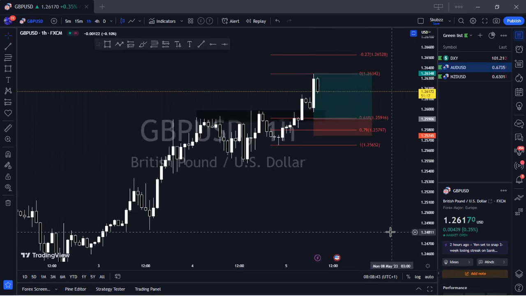Any other pair you guys want to take a look at? Can you please check gold, please? Okay.